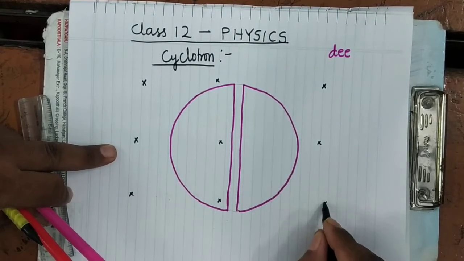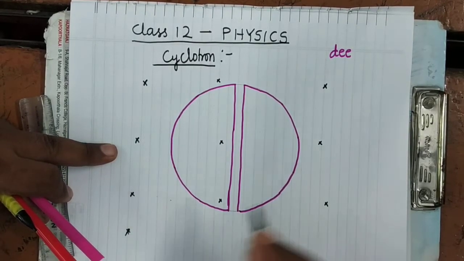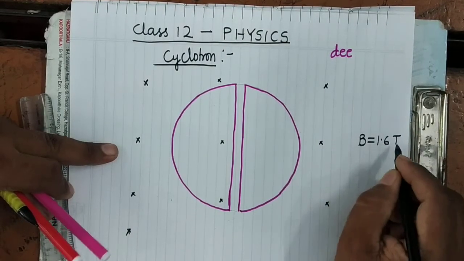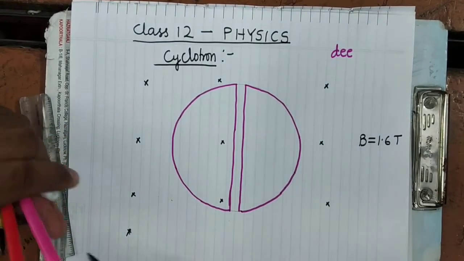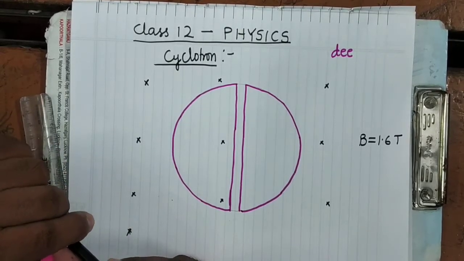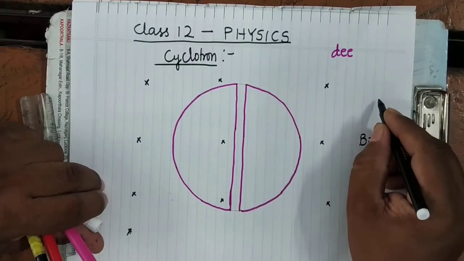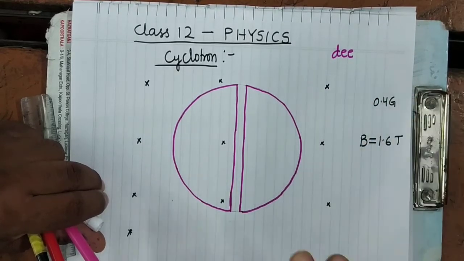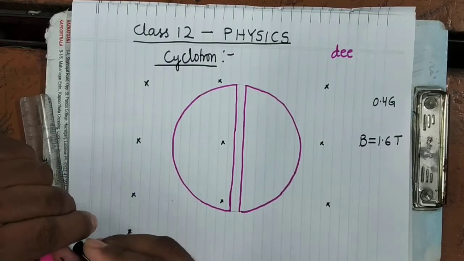So what is its magnitude? Magnitude is nearly B equals 1.6 Tesla. From the magnitude you can say that it is a very small magnetic field, but it is a very intense magnetic field. It's clear? And why is it very intense? Because Earth's magnetic field is only 0.4 Gauss, and this is 10,000 times more than that. So it is a very intense magnetic field which is perpendicular to the plane of D.